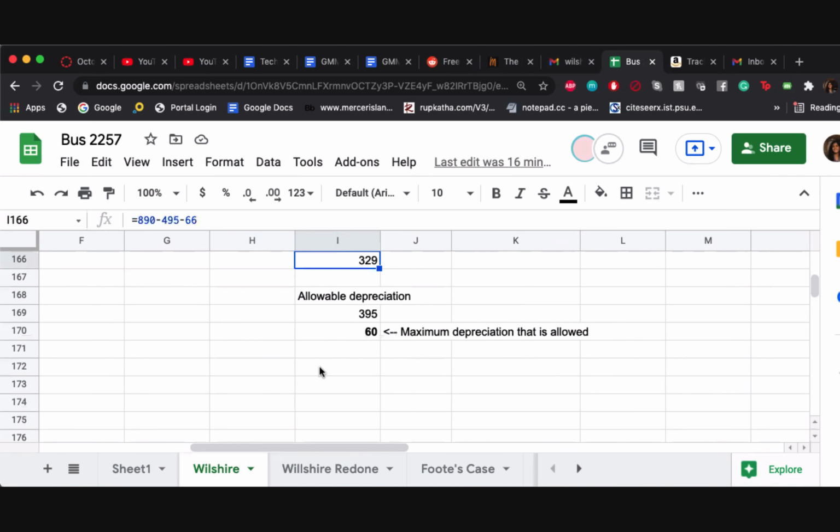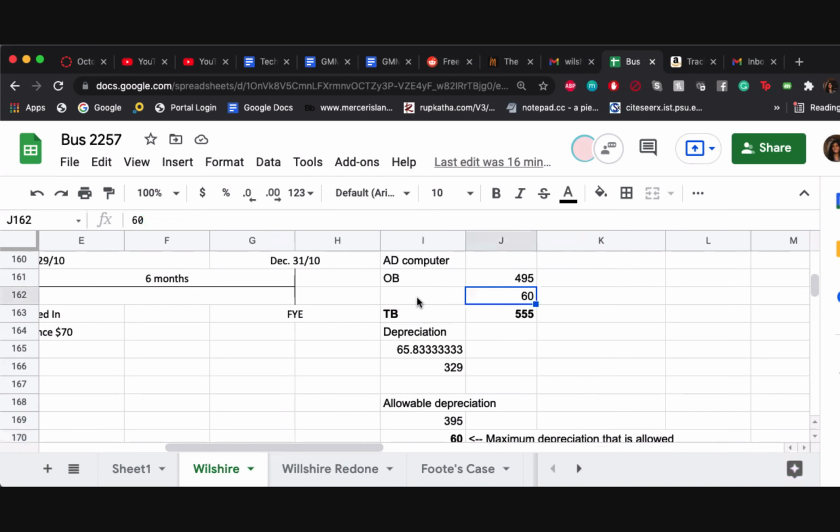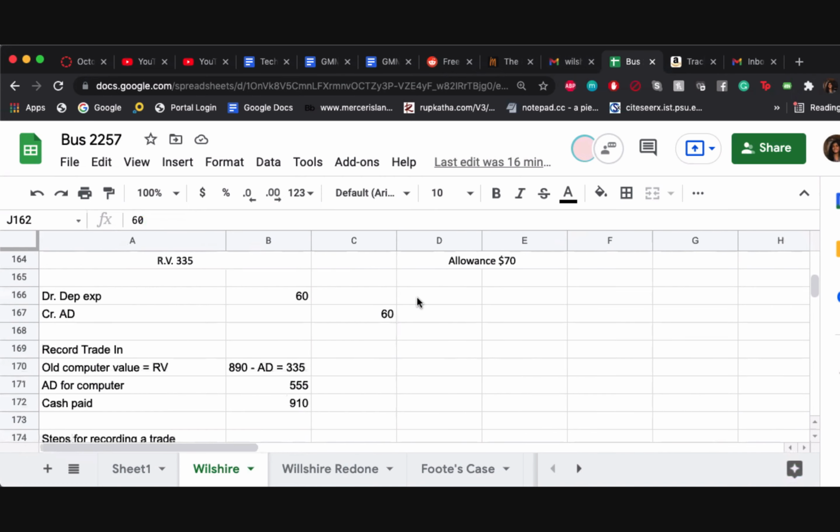that gives you 329. But we know that the residual value is 335, so we cannot possibly depreciate it any below that. So we calculate the maximum depreciation that's allowed: 890 minus 495 gives you 395, and from that you subtract 335. So the maximum allowable depreciation is only 60, so that's what we're going to put in the official AD column, because we cannot depreciate it any below that. And now we know that the value of the computer is 335.